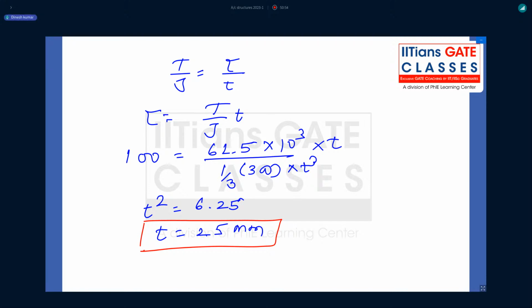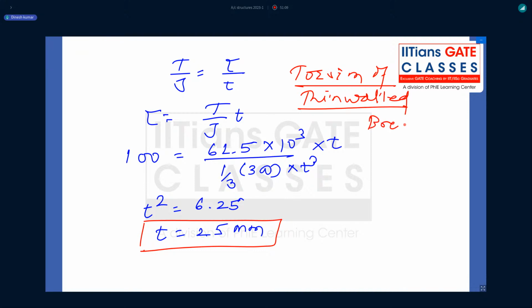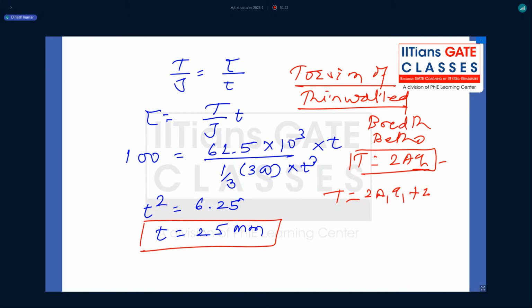So guys, all of you must know torsion of thin walled structure. In this torsion of thin walled structure, first it is the Bredt-Batho theory. What is the Bredt-Batho theory? T equal to 2Aq. This is for single cell. If it is a multi-cell, then it is 2A1q1 plus 2A2q2 and so on.